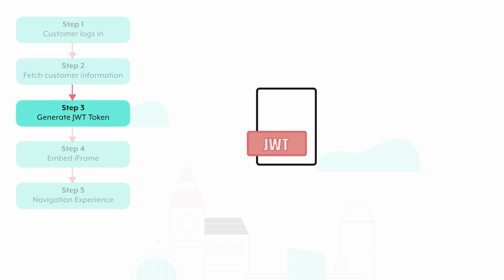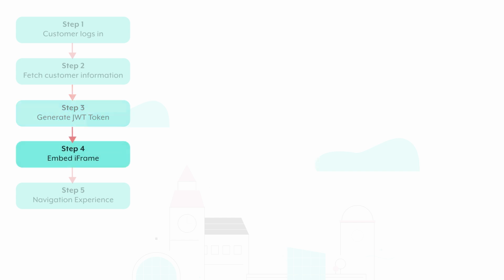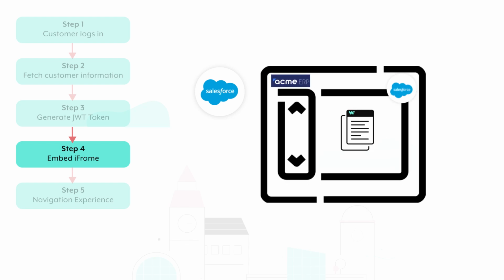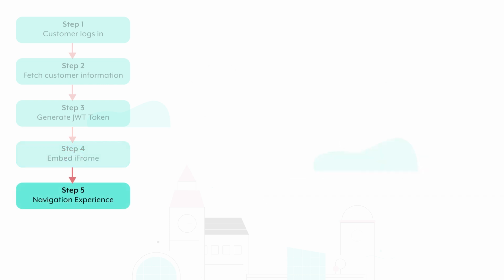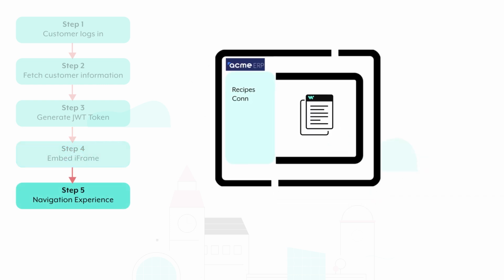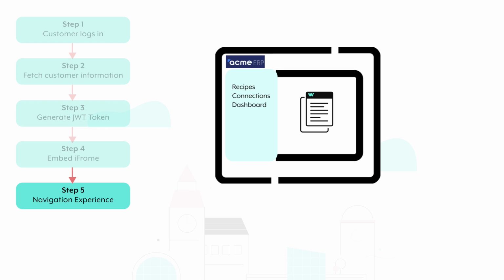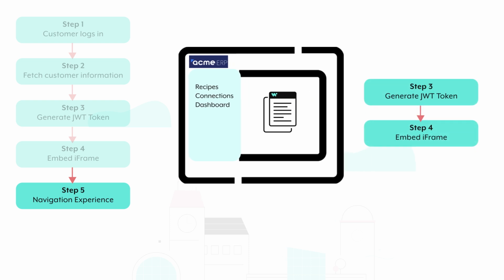Generate a JWT token on your server for securely embedding the Workato iframe. Embed iframe. Construct a direct link URL by using the generated JWT token and embed the Workato page as an iframe in your application. Navigation experience. You will also be showing your navigation to point to different Workato pages that you would like to show to your customers. If the customer clicks on one of the navigation links, repeat steps 3 and 4 to generate a new JWT token and embed the corresponding page as an iframe in your application.